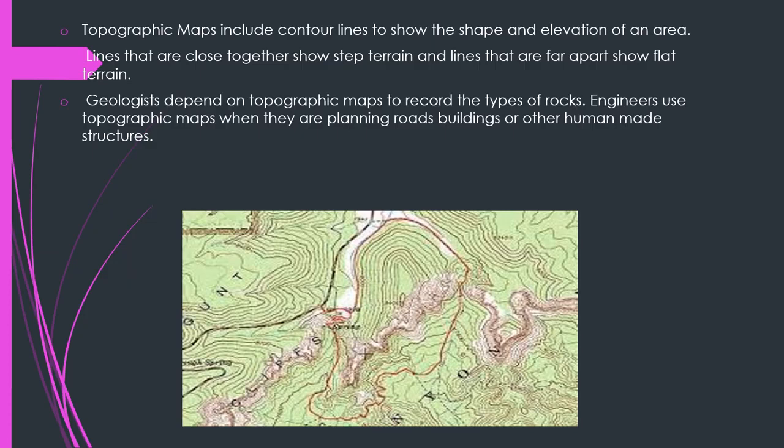Topographic maps include contour lines to show the shape and elevation of an area. Lines that are close together show steep terrain, and lines that are far apart show flat terrain. Geologists depend on topographic maps to record the types of rocks. Engineers use topographic maps when they are planning roads, buildings, or other human-made structures.